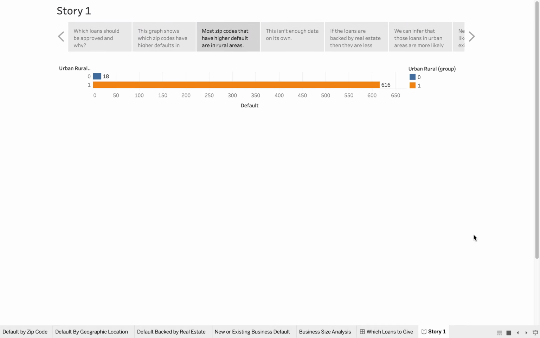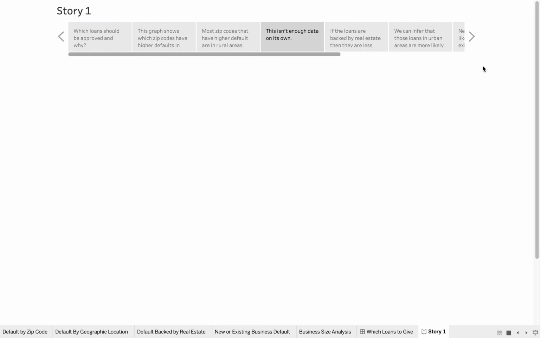Most zip codes that have higher defaults are in rural areas, so those that are in urban areas tend to have fewer defaults, 18 compared to the 616 defaults that are in rural areas. This alone isn't enough data on its own, so let's dive into what else we should use to make decisions.